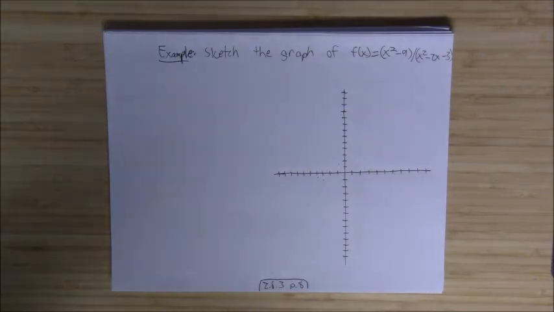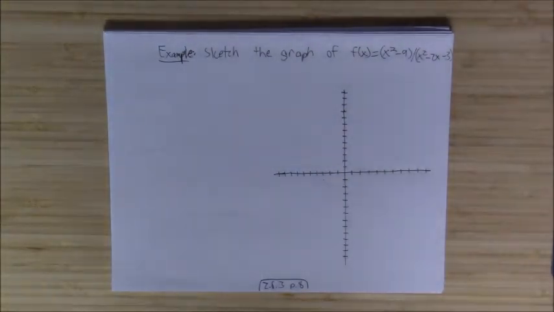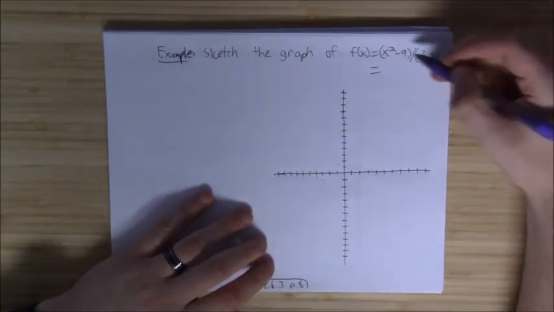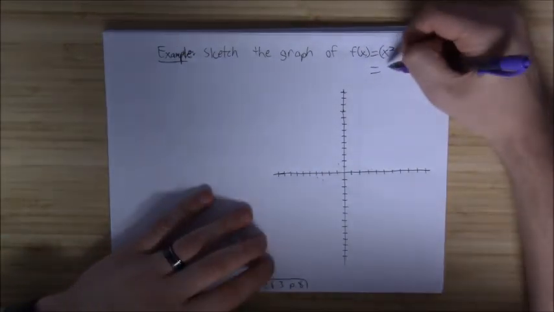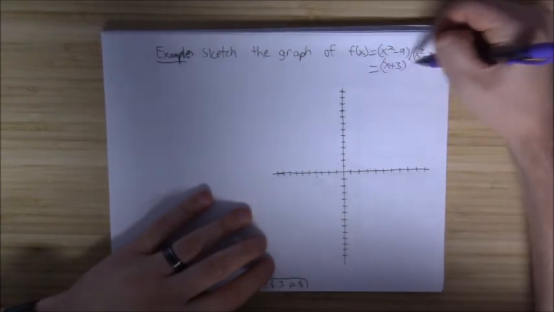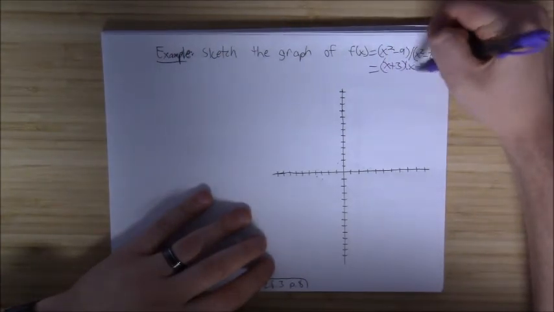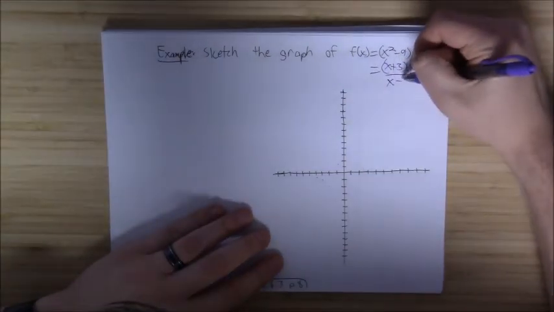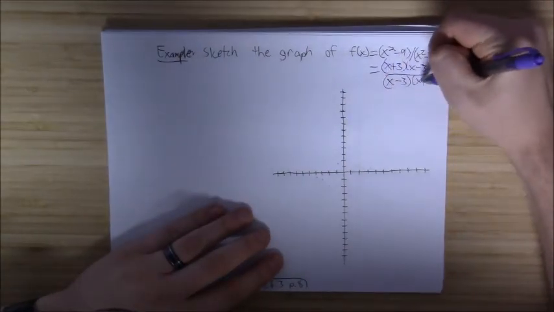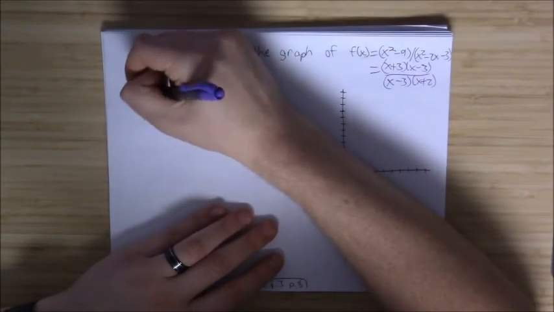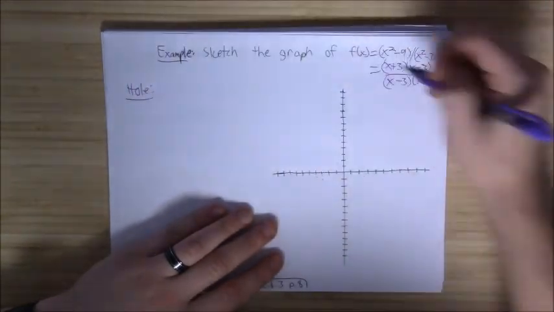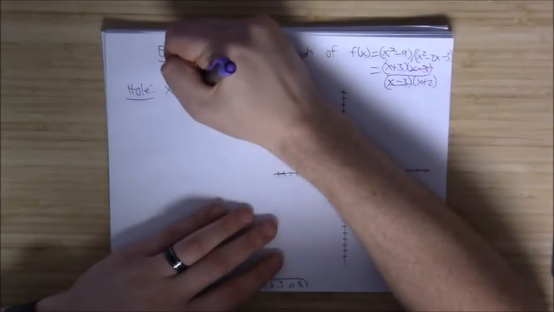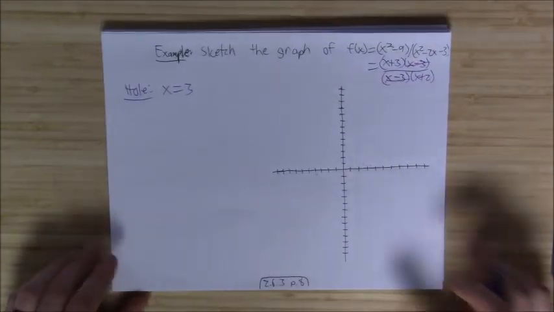Alright, finally, let's do an example with a hole. So, let's go ahead and sketch this graph. Excuse me. If we factor the top, we have x plus 3, x minus 3. If we factor the bottom, we have x minus 3 and x plus 2. That gives us a hole, because these cancel when that was 0, so x equals 3. When x is 3, we get a hole.